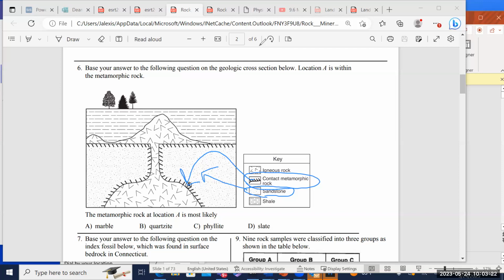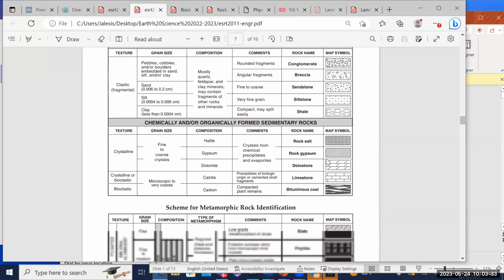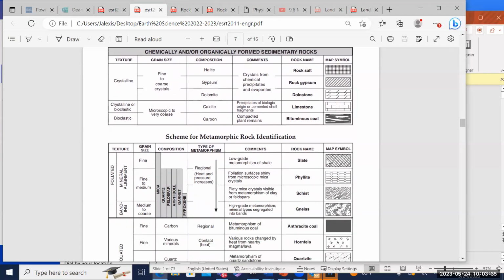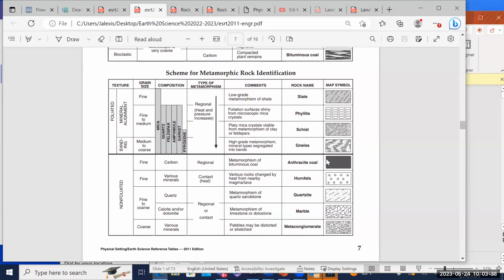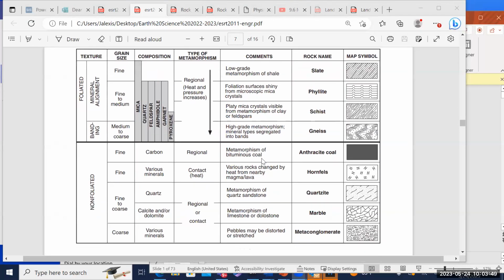So therefore, I'm going to take a look at my reference tables. What page am I looking at in my reference tables to find out about metamorphic rocks? And it is going to be page 7. So I'm going to look at my metamorphic rocks. And remember, I'm looking for the metamorphic rock that used to be sandstone before it went through metamorphism. And so where do I look? I'm looking in the comments section. And so I'm looking for metamorphism of sandstone, right here.